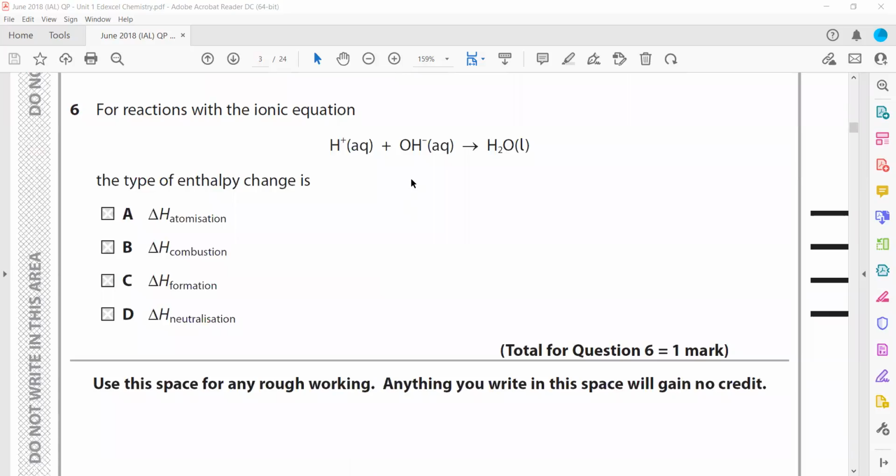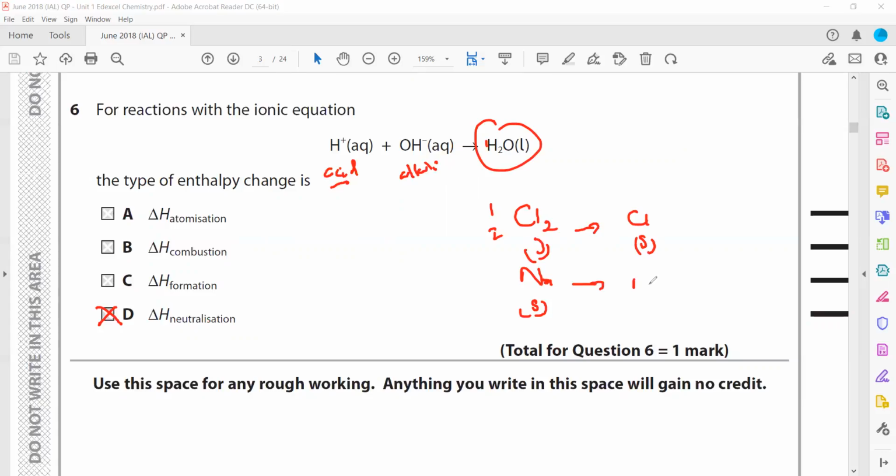In question 6, for the reaction with the ionic equation: whenever 1 mole of water is formed by the reaction of an acid and an alkali, where the proton is coming from the acid and OH is coming from the alkali, it forms 1 mole of water. This we call the enthalpy change of neutralization. Atomization means when we produce atoms in a gaseous state from a molecule or from an element in a solid or liquid state.